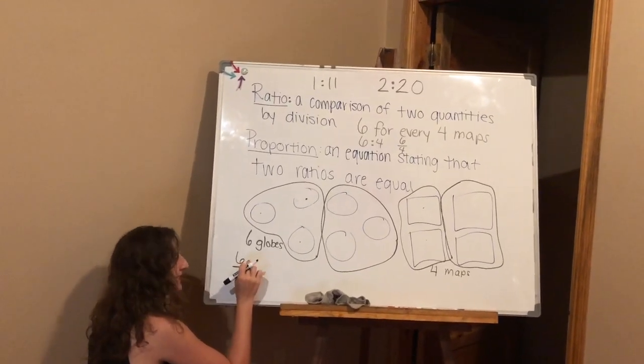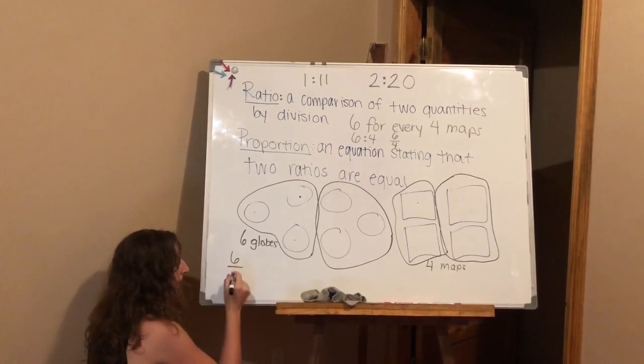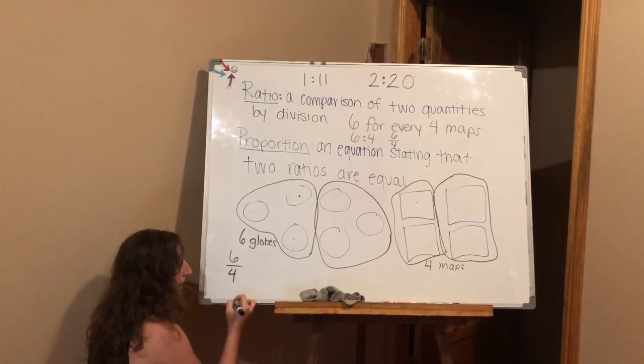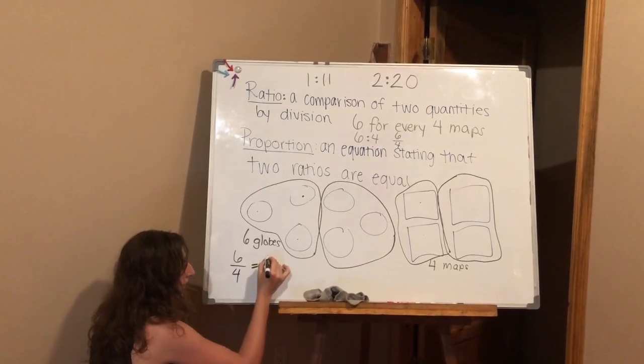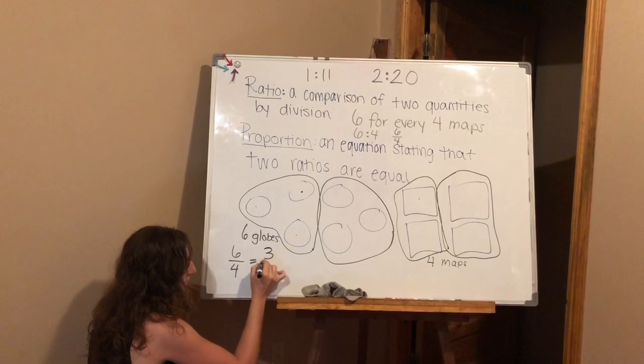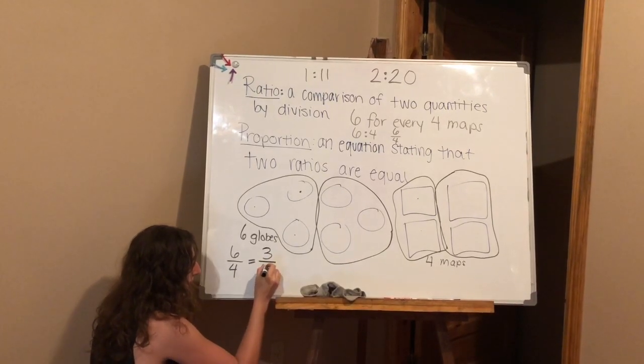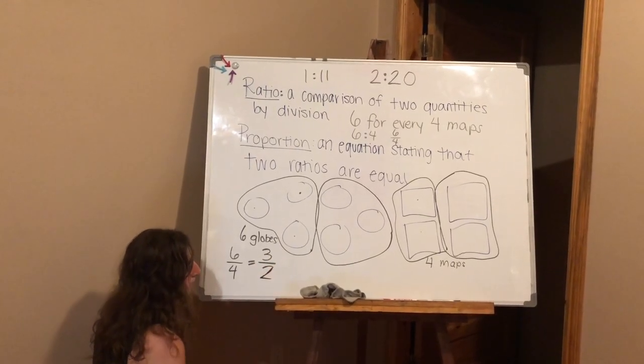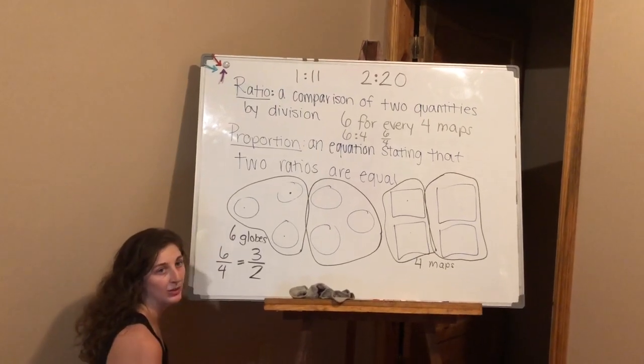When we write a proportion, we are showing that ratios are equal. So for every 6 globes, I have 4 maps. Also, for every 3 globes, I have 2 maps. Those ratios are equal to each other.